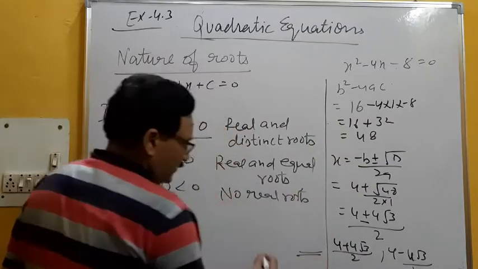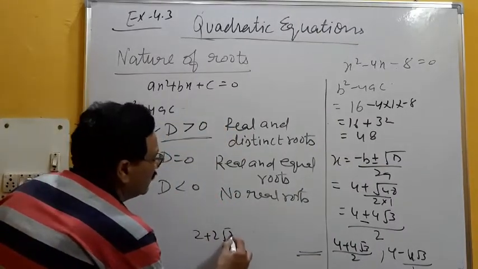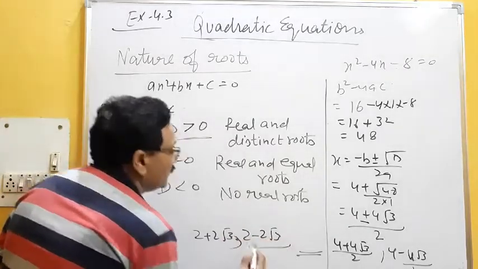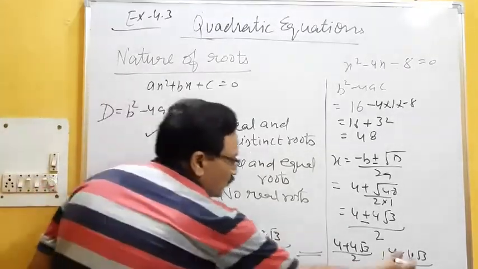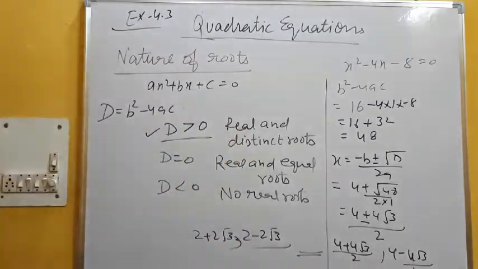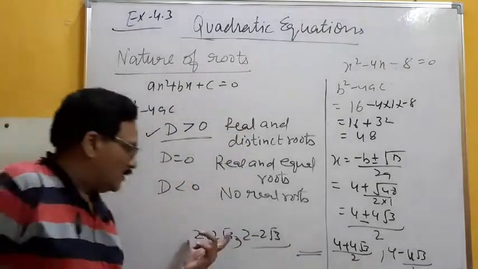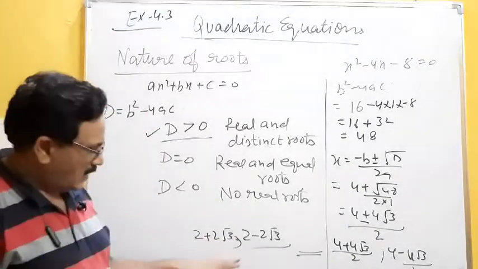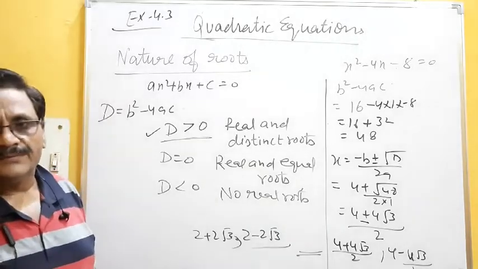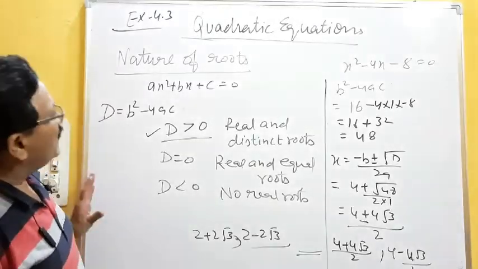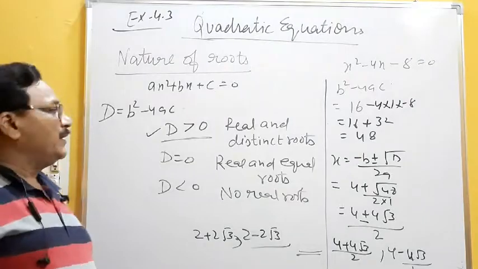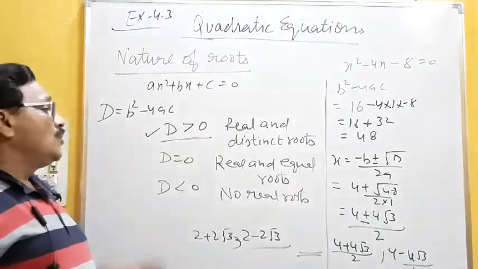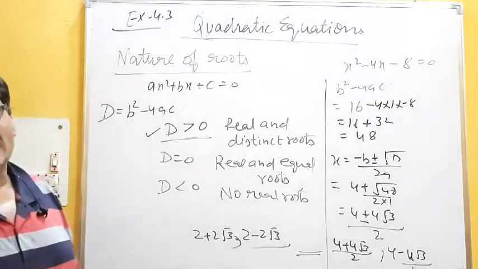Here I am writing the answer. You get 2 plus 2 root 3 and 2 minus 2 root 3. The solution you can find. So now you see two answers are coming. This is one of the solutions, 2 plus 2 root 3, and this is the other solution, 2 minus 2 root 3. Okay. So any quadratic equation when you are solving, if the discriminant value is coming greater than 0, then you will have real and distinct roots.